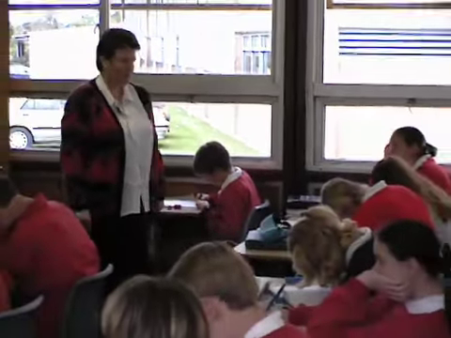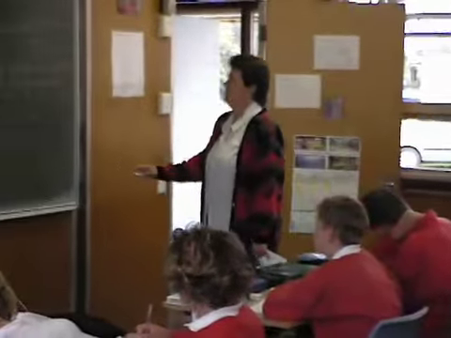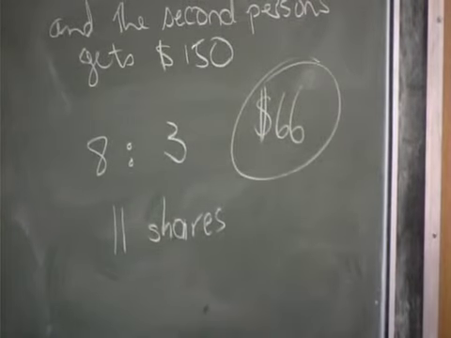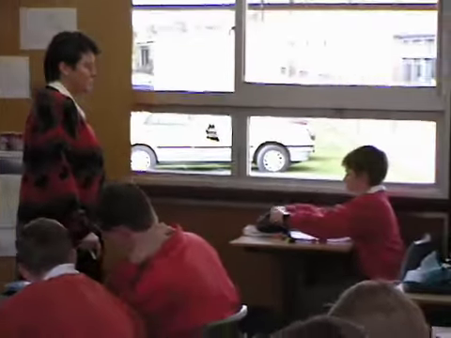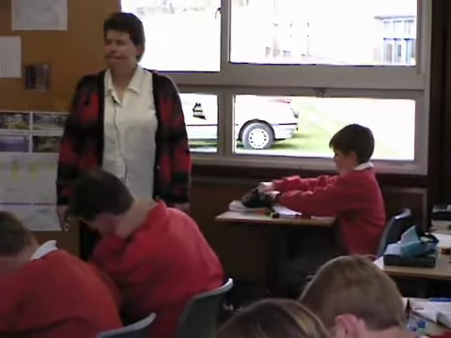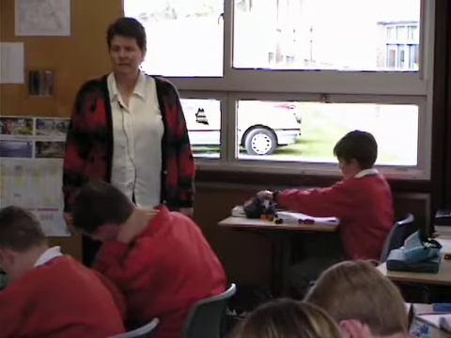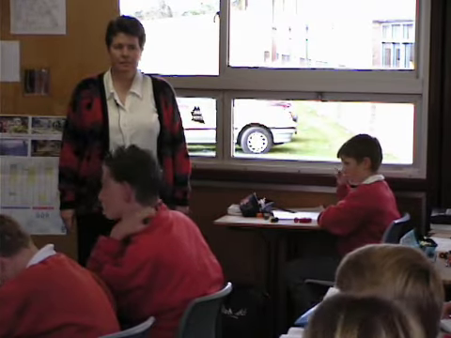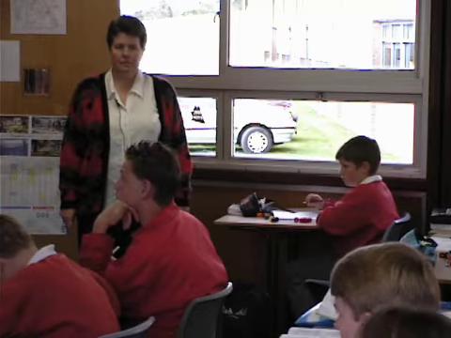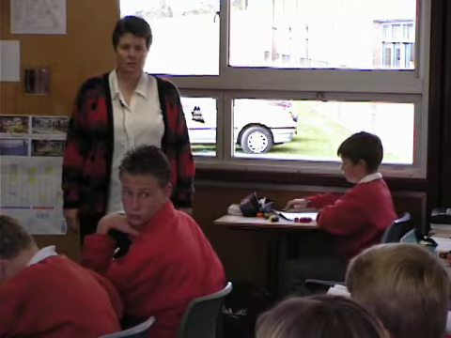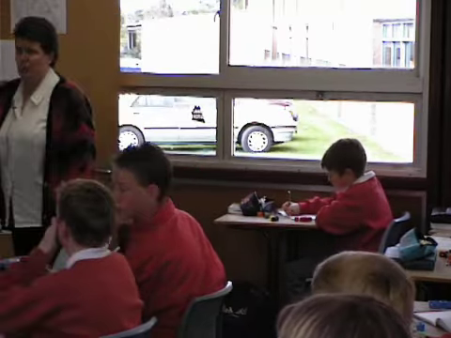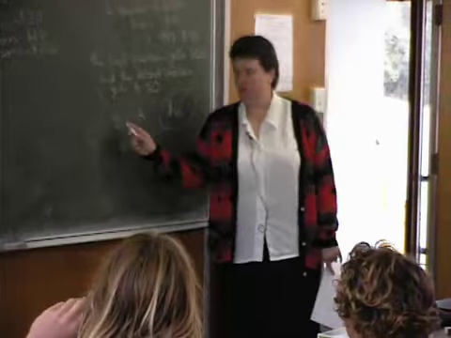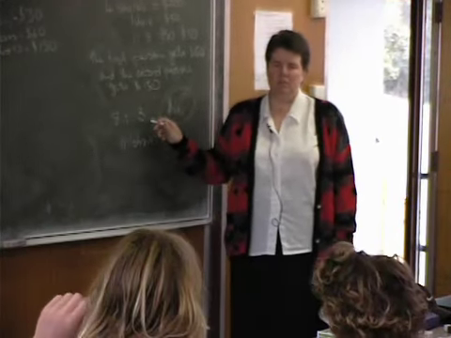Okay, let's do one more of that. Let's do 8 to 3. And this time I want to divide $66. You worked it out, Mark? You can't give me one number for an answer if you're going to give me a ratio, because you're going to give me a number for this share and a number for that share, don't you?